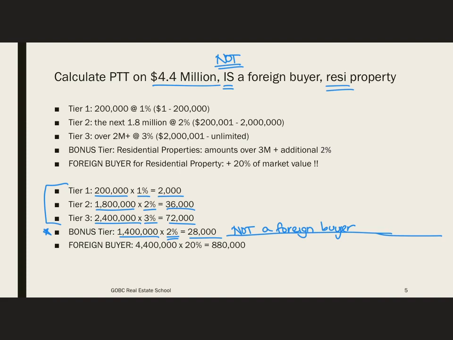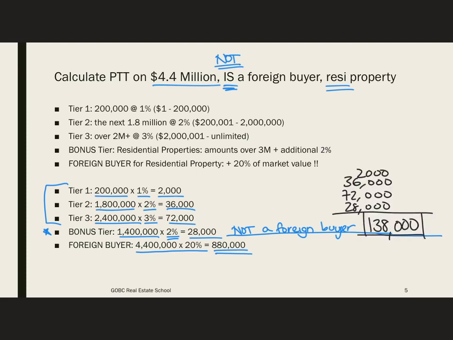But because this one we said that, yeah, we do want to see what it would look like if they were a foreign buyer, we need to actually apply that extra 20% to the full price, so to the sale price or the market price, usually is how they'll phrase it in the question. 20% on that 4.4 million is $880,000.